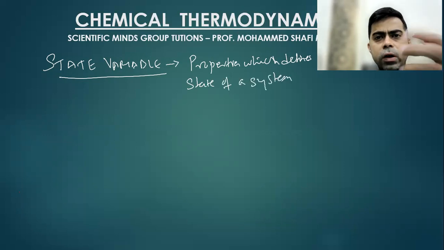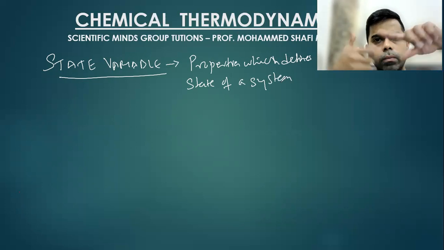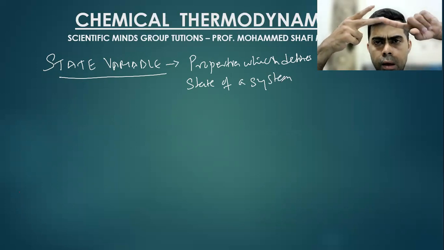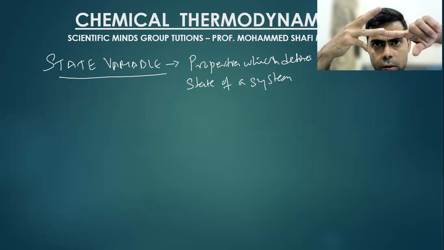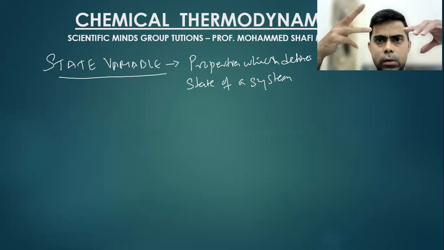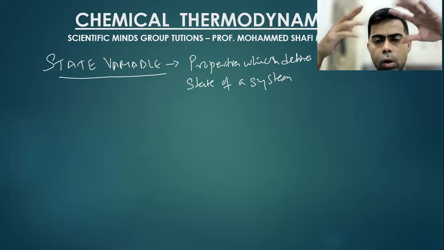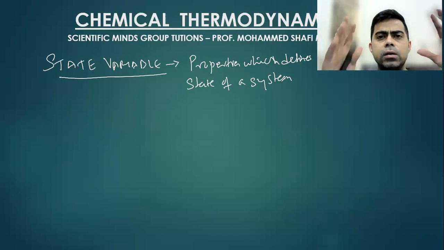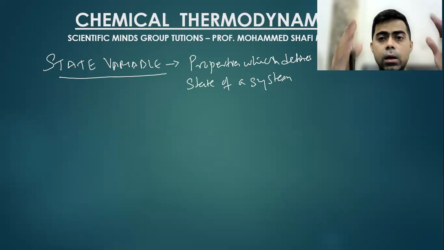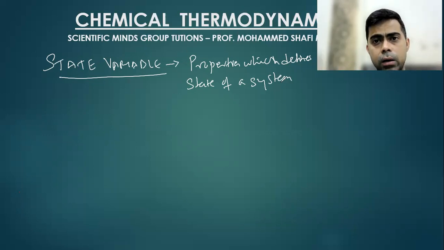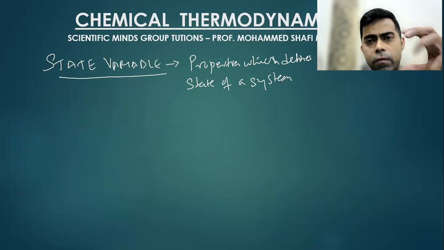For example, if I have to define a person, I will consider his height, color, hair, weight, whether the guy is thin or a fatty guy, an obese guy. So all these parameters define the height, the body, the mass, the face, the color, the hair. All these things define the state of a person.